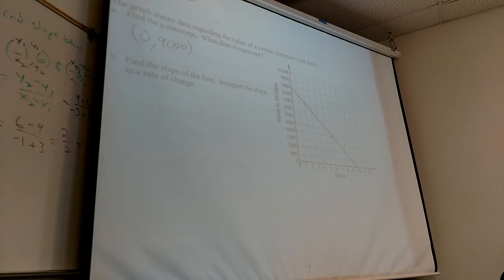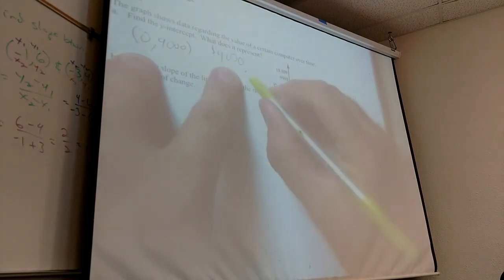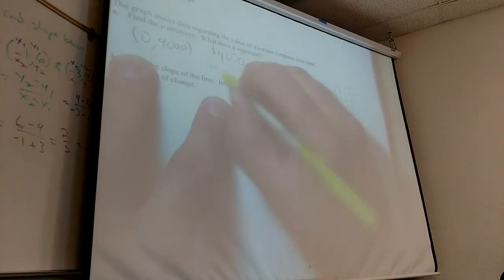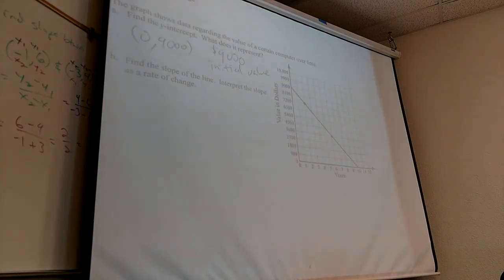What does it mean, though? So that's what you guys bring in, $9,000. The initial value. Yeah, the initial cost. That's how much I bought it for. So very often, the y-intercept is going to be the initial whatever. The initial position, like that one where I started off at 3 feet away. The initial temperature that the oven's at.